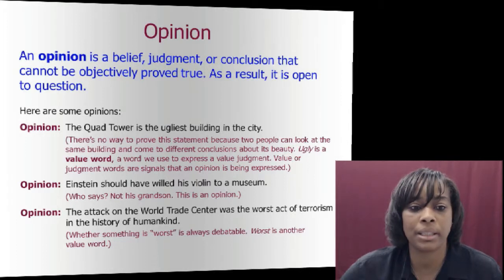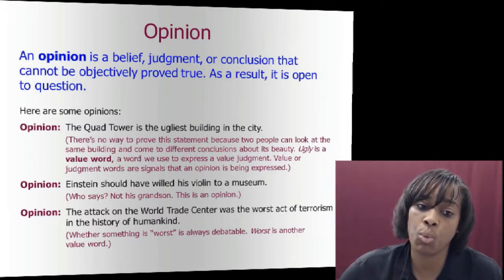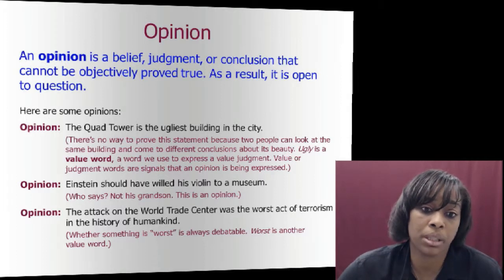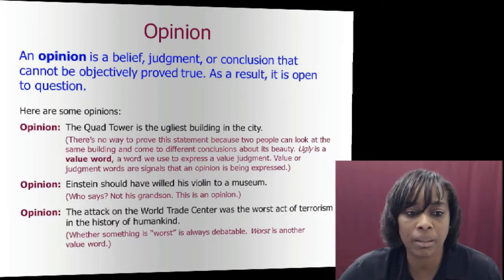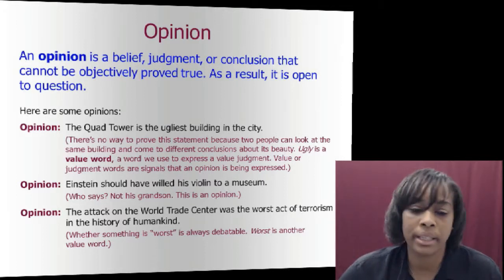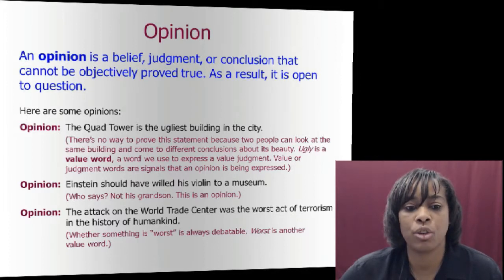Okay? The next example: the attack on the World Trade Center was the worst act of terrorism in the history of mankind. Now, it was a terrible act of terrorism. But whether it was the worst, that's always debatable, because somebody could come up with another terrible act that has taken place in the United States, and they could say this is the worst. So again, worst, greatest, best, ugly, any of those types of value words makes it an opinion.